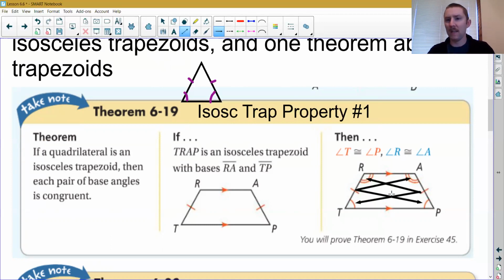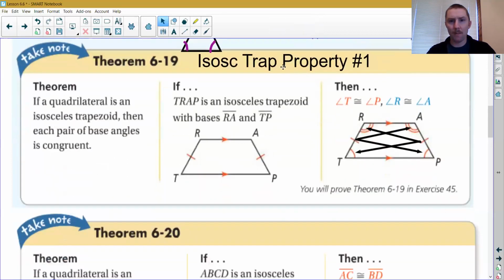But each pair of base angles in an isosceles trapezoid is always congruent, similar to what we saw with triangles back in chapter 4, okay? So that's property number 1. In an isosceles trapezoid, base angles are congruent, both pairs, 2 pairs of angles that are congruent, okay?